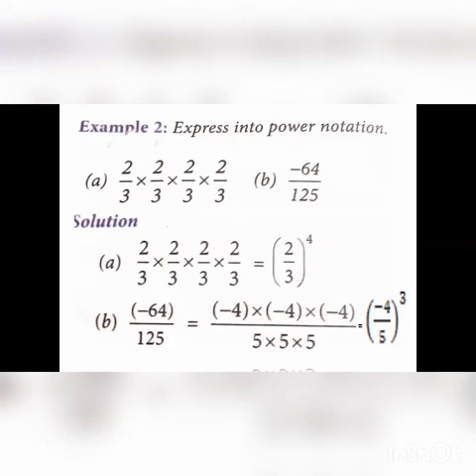Let's take another example. Minus 64 upon 125. When we do prime factorization, 4 will be repeating 3 times. That is, minus 4 into minus 4 into minus 4 will become minus 64. And when we take out the prime factorization of 125, it will be 5 into 5 into 5. That is, 5 is repeating 3 times. So the answer in power notation will be minus 4 upon 5 raised to the power 3.